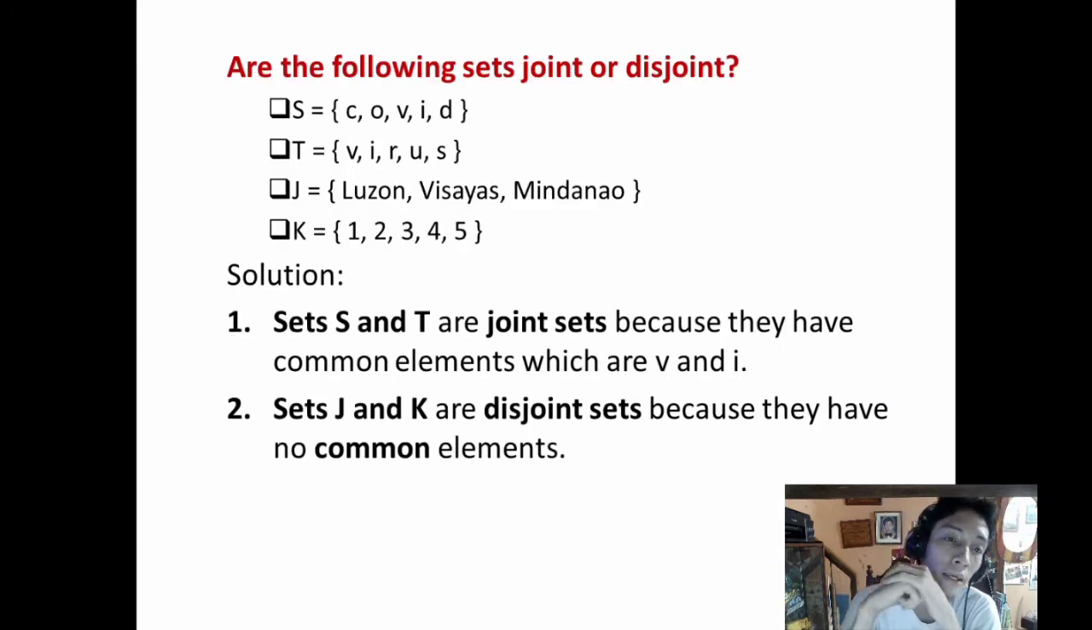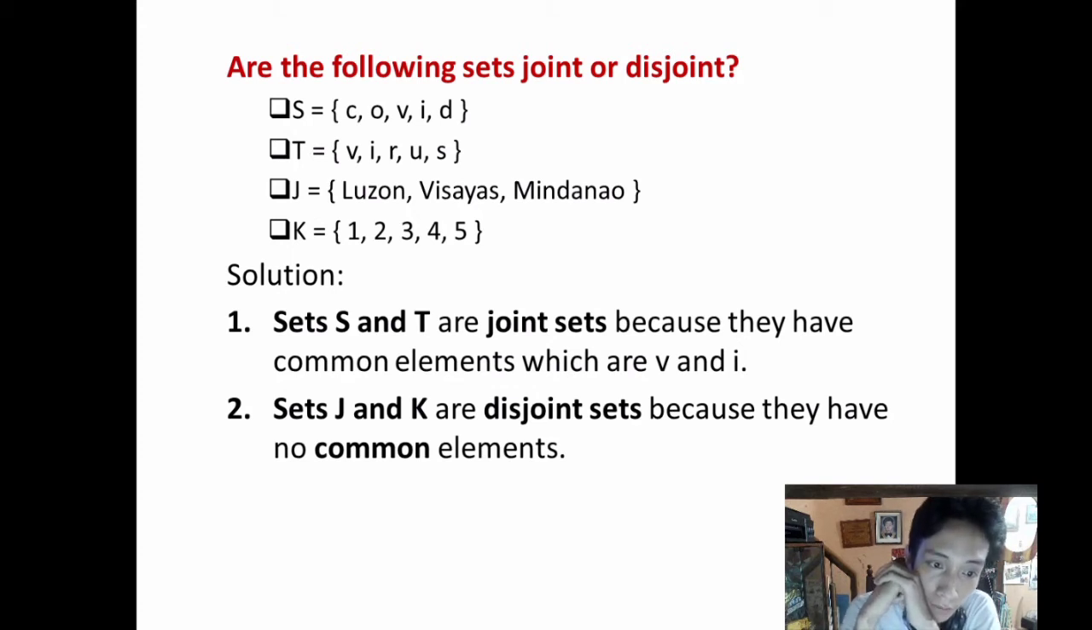Next, are the following sets joint or disjoint? S equals COVID. T equals VIRUS. J equals Luzon, Visayas, Mindanao. K equals 1, 2, 3, 4, 5.